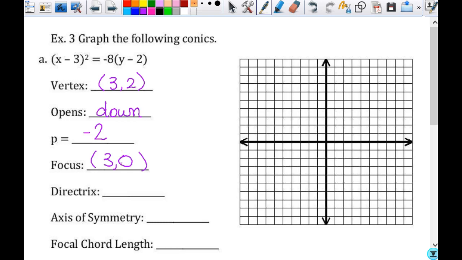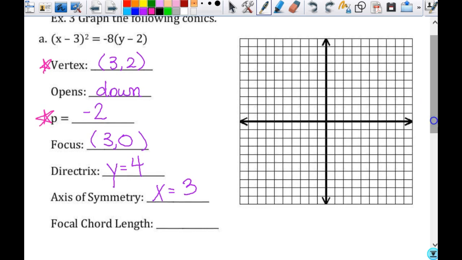Directrix, x equals or y equals line? y equals 4. Y'all agree with that? Okay. And then your axis of symmetry. So if the directrix is a y equals, this has to be x equals. And it's x equals what? 3. Because with everything, you're using these two things right here. You're using the vertex and p to figure these things out. And then your focal chord length is what? 8.